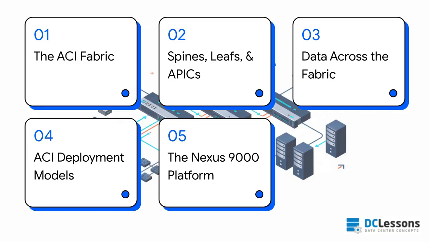To really wrap our heads around this, we're going to take it step by step. First, we'll lay the groundwork and understand the ACI fabric itself. Then, we'll get to know the main players, the spines, the leafs, and of course, the APIC. After that, we'll actually follow the data to see how it zips across the network. We'll also check out the different ways you can deploy ACI. And finally, we'll get our hands dirty, so to speak, with the powerful hardware that makes it all possible.